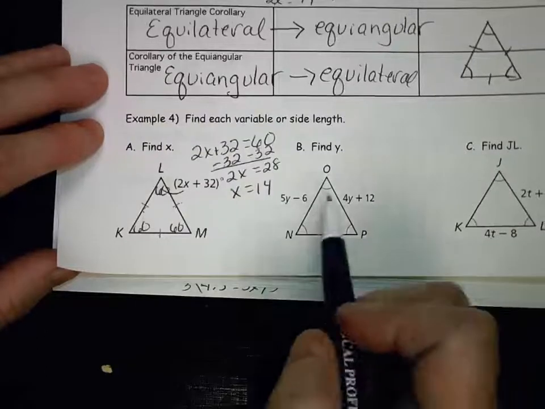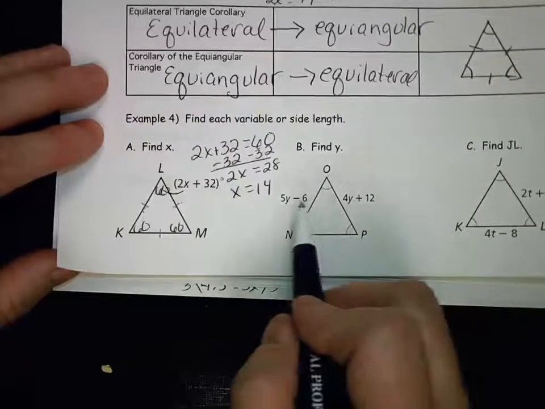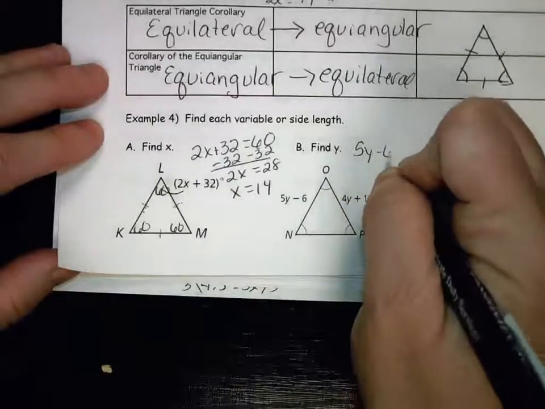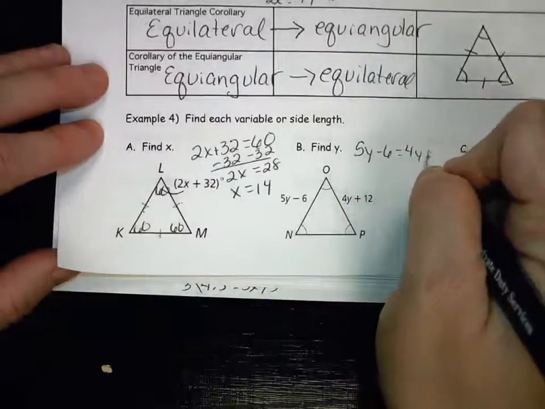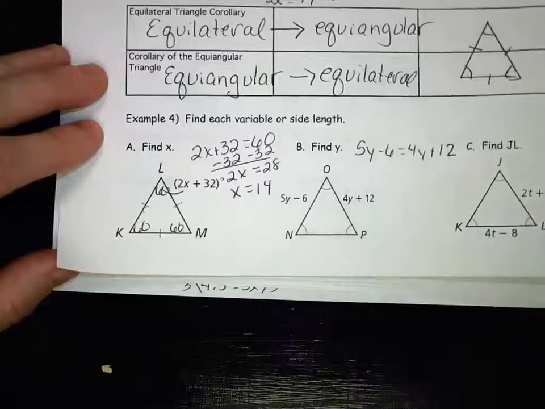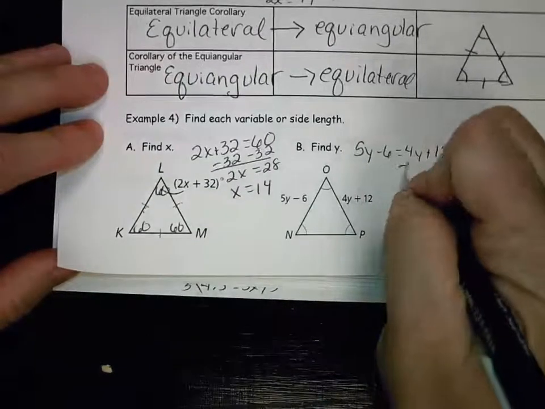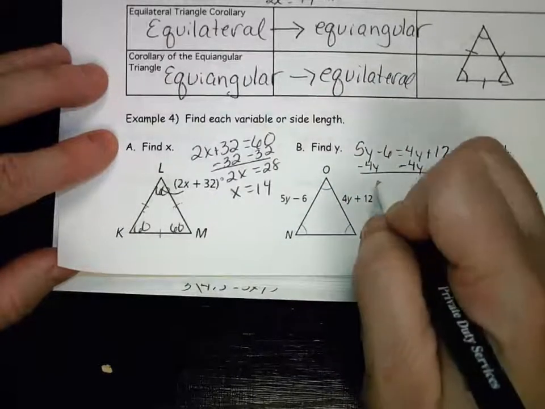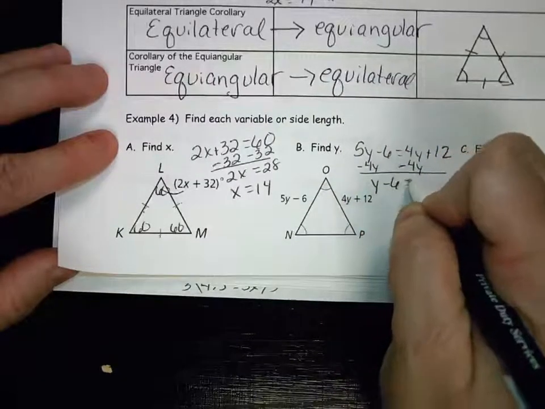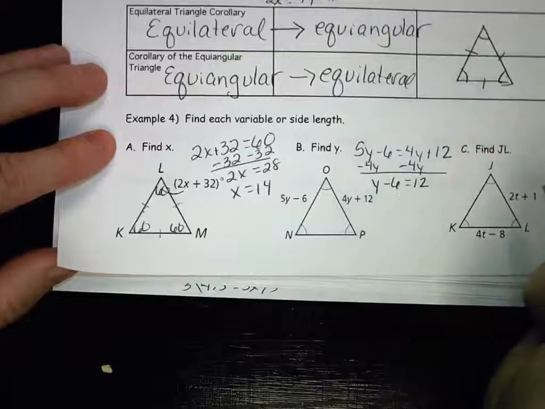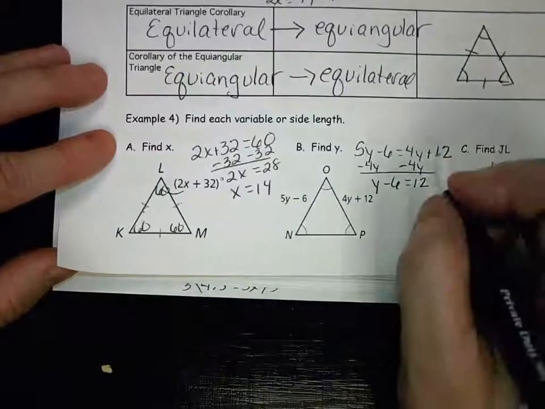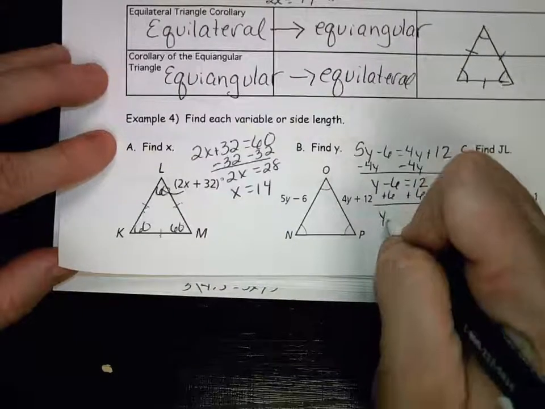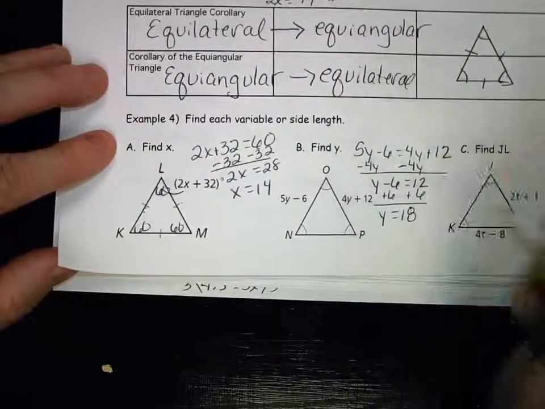Letter B, these three angles are congruent, so that means the sides are congruent. So 5y minus 6 equals 4y plus 12. You are going to subtract 4y from both sides, and that becomes y minus 6 equals 12. And adding 6 to both sides, y equals 18.